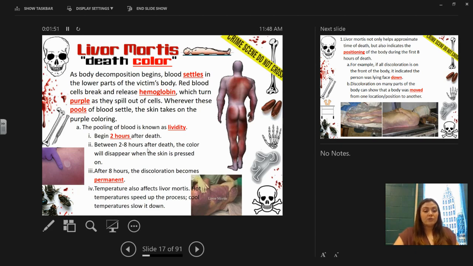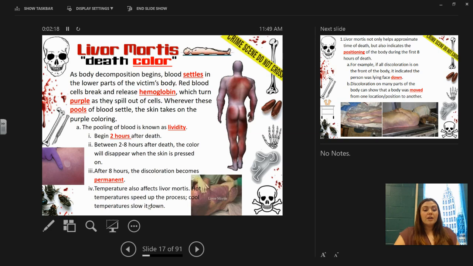So between 2 to 8 hours after death, the color will disappear when the skin is pressed on. So like in this case, see how they're pressing the skin and they lift their finger up and you can't see the color? Okay, like that. But after 8 hours, the discoloration becomes permanent. So basically, if a person is found 8 hours after, it kind of varies. Some people it takes up to 12 hours, but we'll say 8 on average. When you press down on it, nothing happens, like that is the color of their skin now.